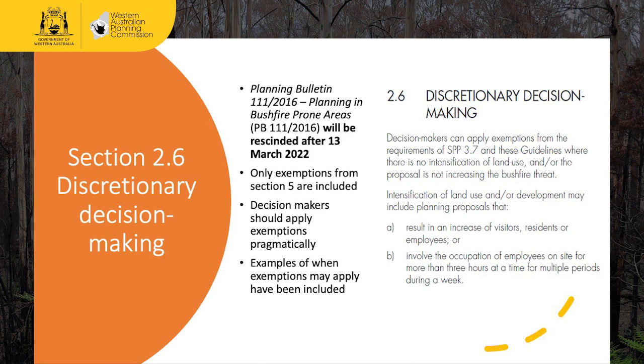Section 2.6 allows for applications to be considered exempt from the requirements of SPP 3.7 if they are not considered as increasing the bushfire threat and/or not considered an intensification of land use or development, in line with Point A and Point B on this slide.